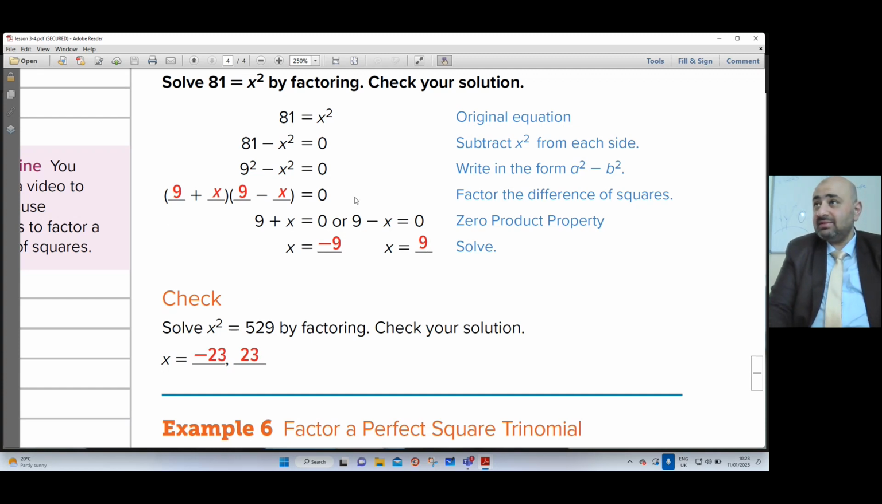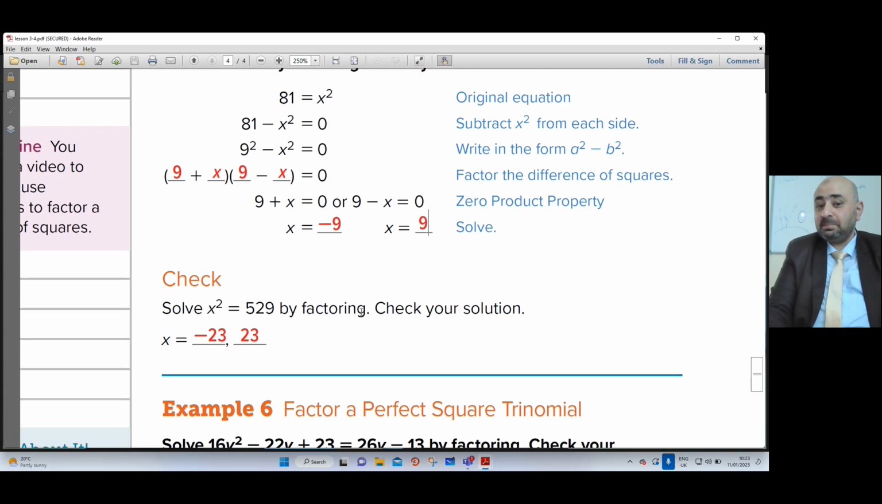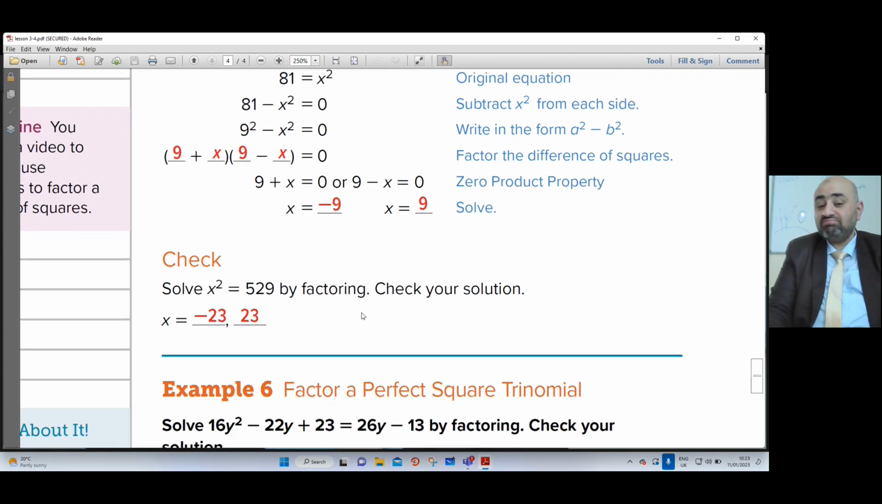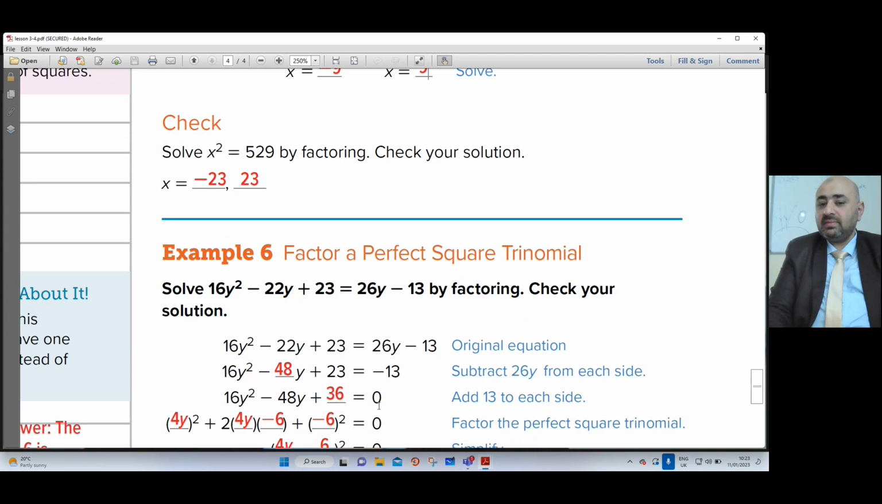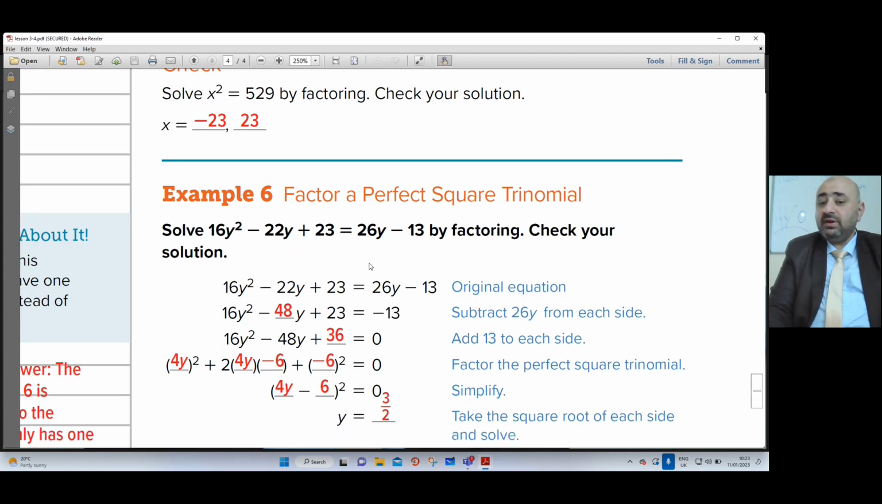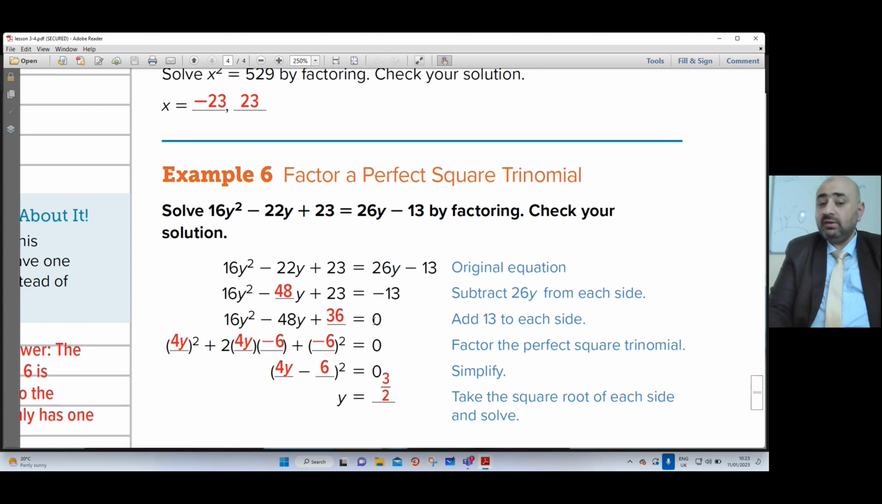16y squared minus 22y plus 23 equals 26y minus 13, by factoring, perfect square rule. Solution. What I do at the first idea, we can move the terms from the second side to the first side. We will get 16y squared minus 48y plus 36 equals 0.